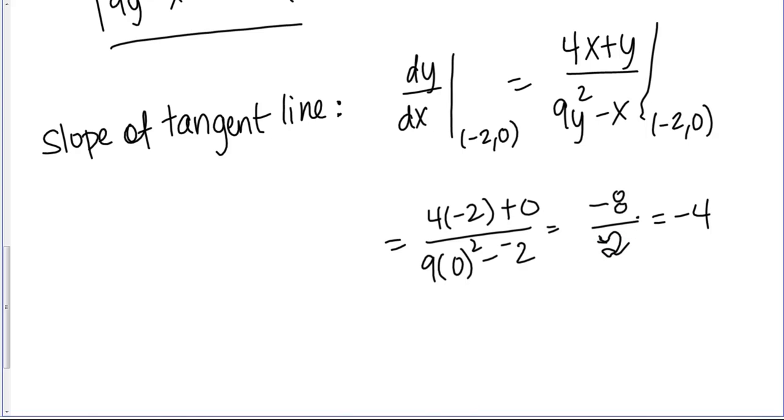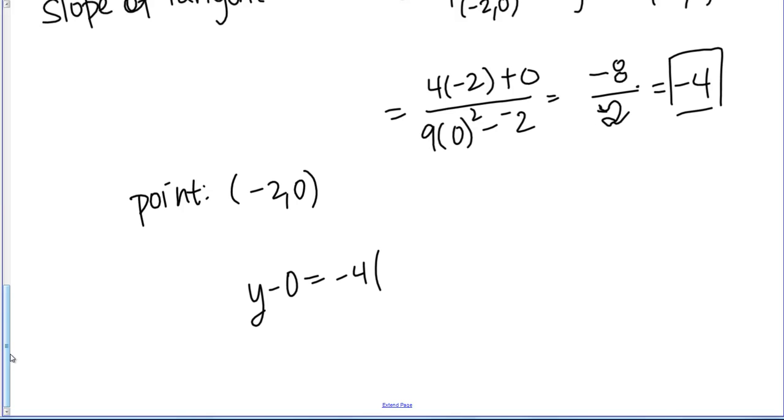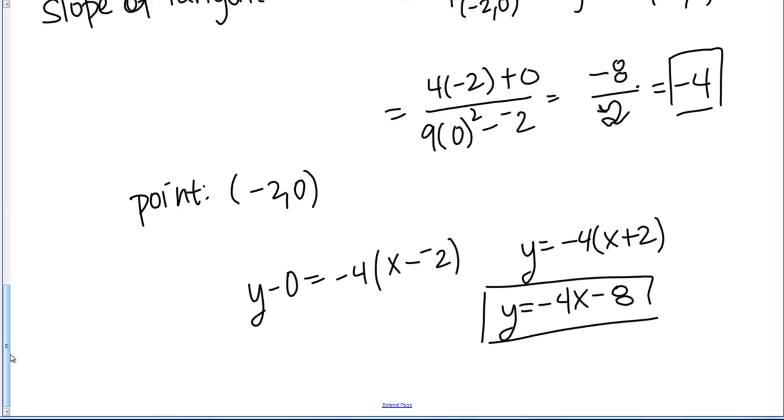Okay, so actually now we have everything we need to write the equation of the tangent line. We're already given the full point, negative 2, 0, and we have the slope, so we can use point-slope form to write the equation of the line. Okay, so my point, if you recall, was negative 2, 0. Okay, so point-slope form. I do y minus the y coordinate, so y minus 0, equals the slope, negative 4, times the quantity x minus the x coordinate, so x minus negative 2. So that's y equals negative 4 times x plus 2, and I can distribute that negative 4 if I want, and write this as y equals negative 4x minus 8. And that's the equation of the tangent line.